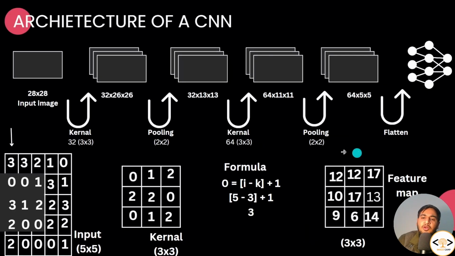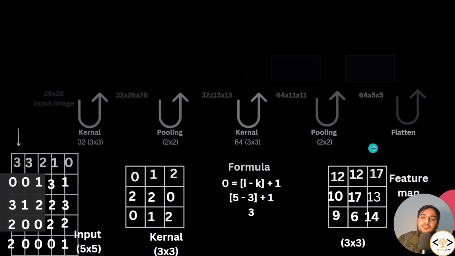Now, as we have got the feature map, what would be the formula to get the size of the feature map? It would be I minus k plus 1. I is representing input and k is representing kernel. Input is 5 by 5, kernel is 3 by 3. So 5 minus 3 plus 1 would be 3. So the feature map would be a 3 by 3 matrix.